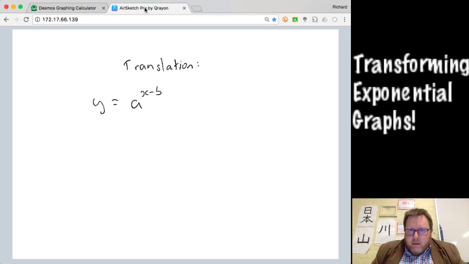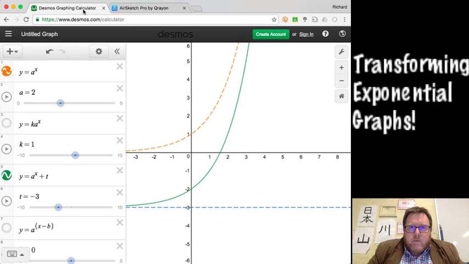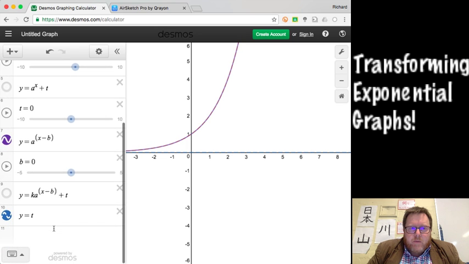Guess what this one is then? It's a horizontal translation. So when I graph this one, let me see, I'll turn that one off. Actually, I better just slide it back. So I'll turn that one off, and I will turn on this translation here. Now again, I've set b equal to 0. So when b equals 0, we've got exactly the same graph. I'm taking b away from x.